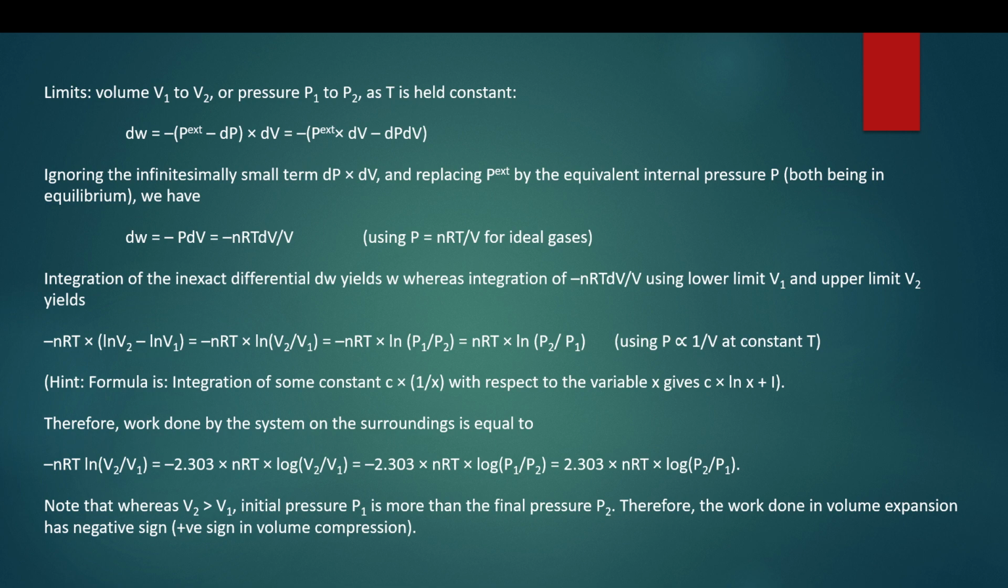Formula for integration has been suggested here. Integration of 1/x gives log x plus constant of integration I. Therefore, work done by the system on the surroundings is equal to minus nRT ln V2 over V1, or minus 2.303 nRT log V2 over V1. Note that whereas V2 is greater than V1, initial pressure P1 is more than final pressure. Therefore, the work done in volume expansion has negative sign, positive sign for compression.